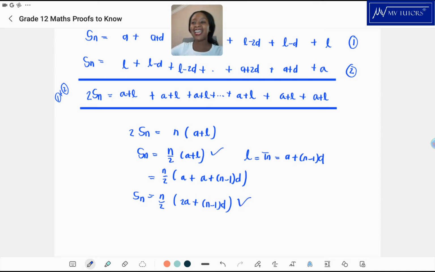And that is it for the proof of the sum of the arithmetic series formula. So now we're going to go over to the geometric series, and we're going to finish off with the sum to infinity.